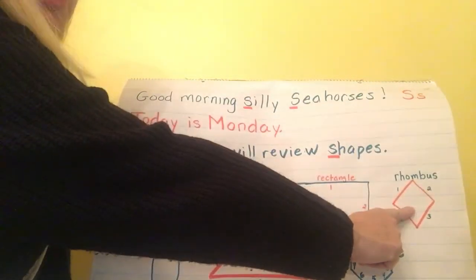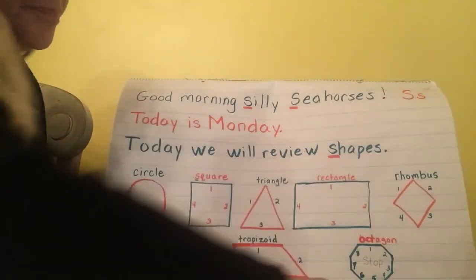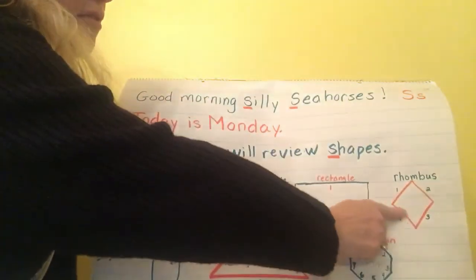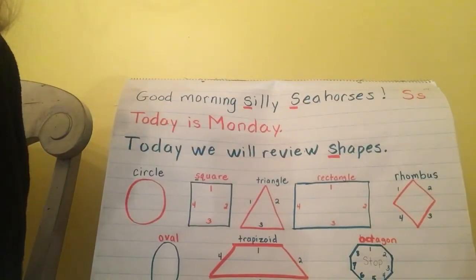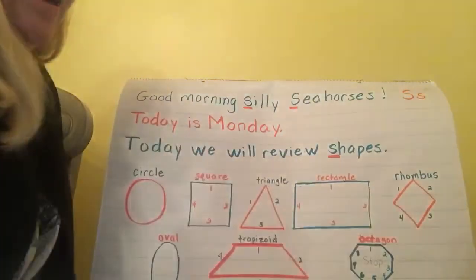Our fifth shape is the rhombus. And a rhombus has 1, 2, 3, 4 sides. Also, some people call a rhombus a diamond, right? Like if you sing Twinkle, Twinkle, Little Star, how I wonder what you are, like a rhombus in the sky.